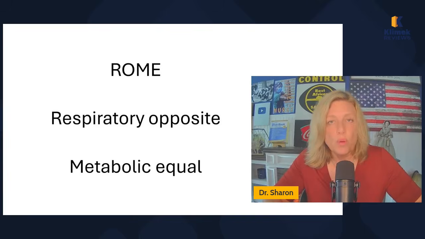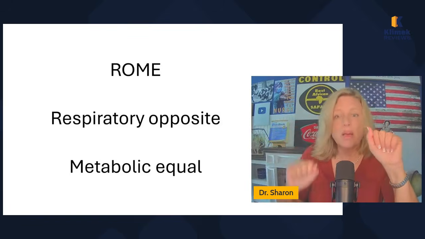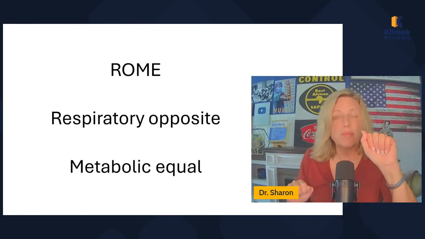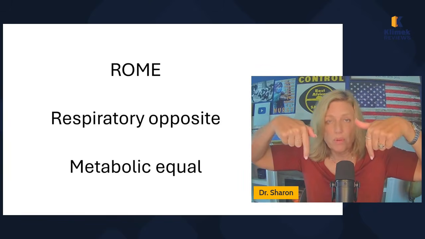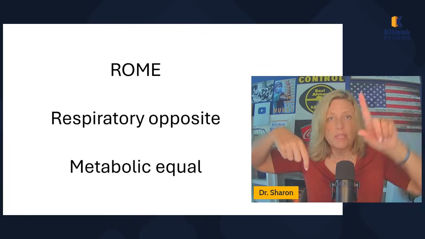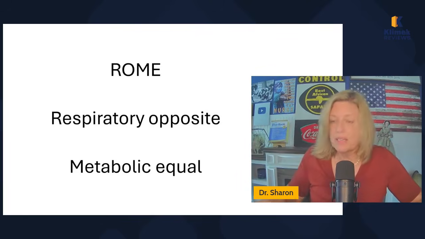So ROME is respiratory opposite, metabolic equal. Respiratory opposite means the pH and the bicarb are going in opposite directions. Metabolic equal means the pH and the bicarb are going in the same direction, either both up or both down, whereas respiratory opposite means pH is up, bicarb is down, or pH is down, bicarb is up.